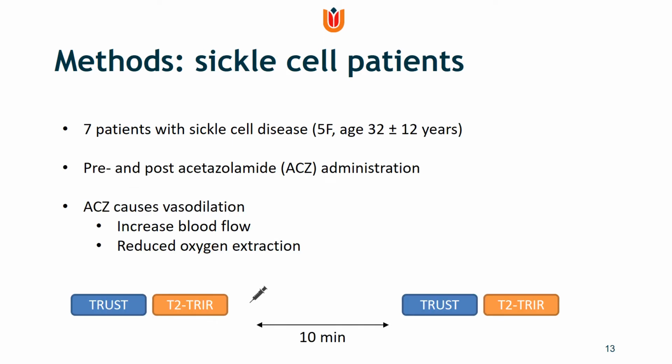The second part of the study was done in 7 patients with sickle cell disease. Five of them were women and their mean age was 32 years old. Both scans were performed at baseline and 10 minutes after administration of acetazolamide. Acetazolamide is a vasodilator which causes an increase in blood flow and ultimately a reduced oxygen extraction fraction.